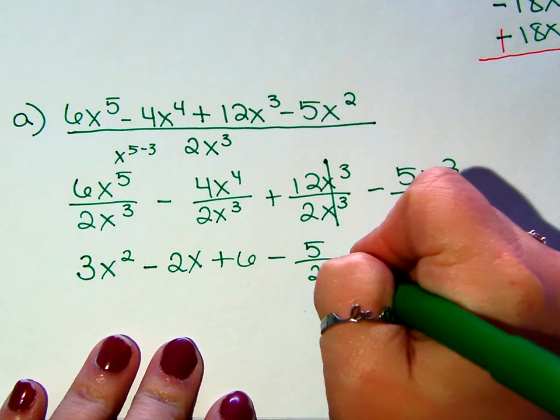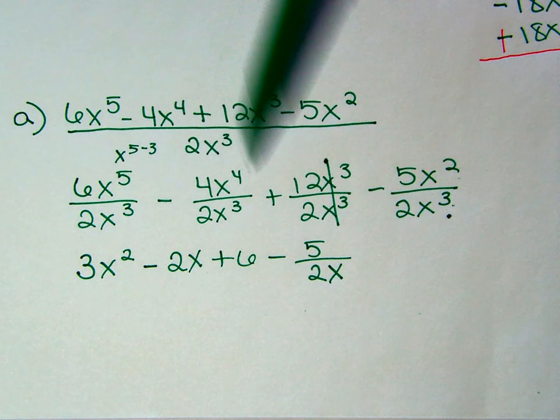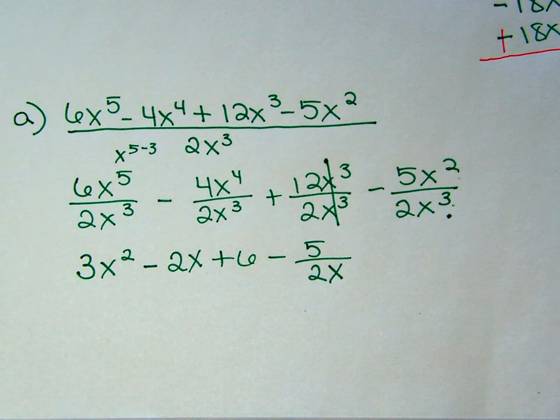So this one looks different than the easier ones that we did at the beginning. But it's still the same method. When we divide by a monomial, we split it up and we simplify out what we can. And this is the final solution.